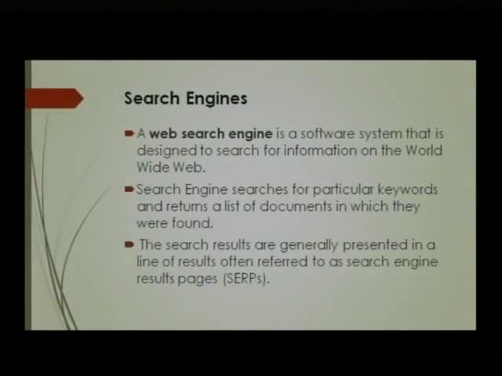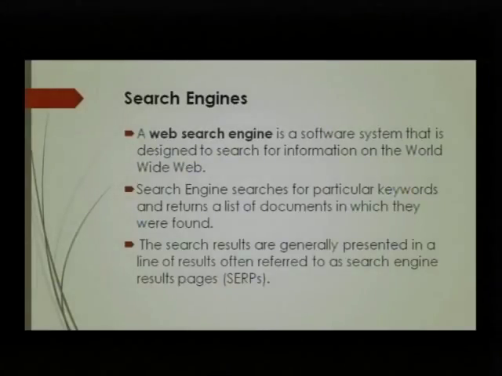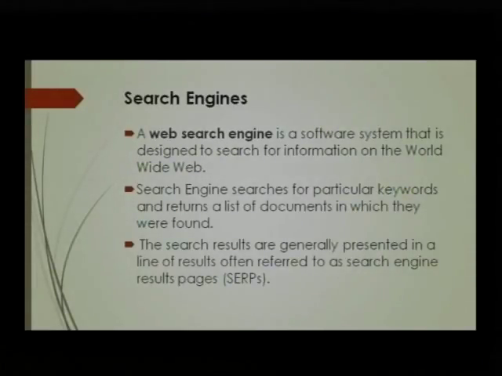Okay, a web search engine is a software system that is designed to search for information on the World Wide Web. A search engine searches for particular keywords and returns a list of documents in which they were found. Search engine results are generally presented in a line of results, often referred to as search engine result pages or SERPs. Because of all the things which we discussed in the last slide, they created something called a search engine.